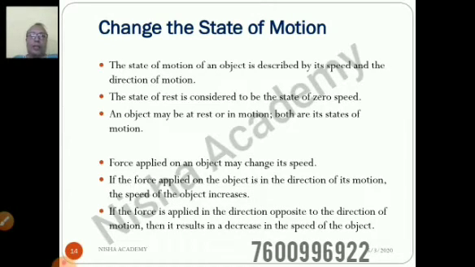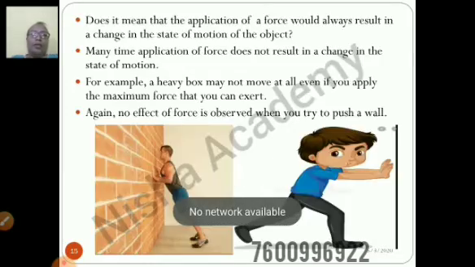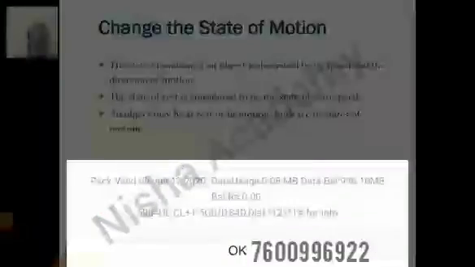So what is the state of motion? The state of motion is described by the speed of the object and the direction of the motion. The state of rest means the object is at rest. It is with 0 speed. So we can say that the object is at rest. So it is a state of rest. And in another state, an object may be in motion. So these are the two different states of motion.